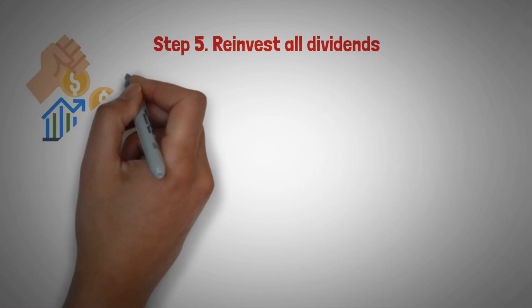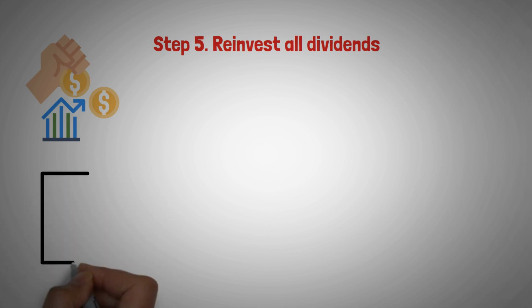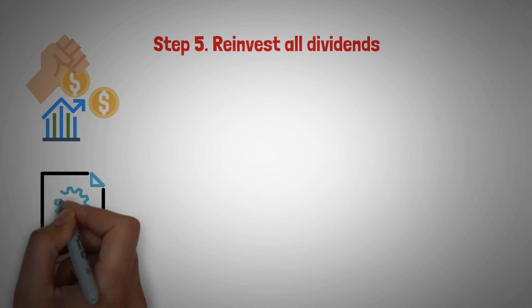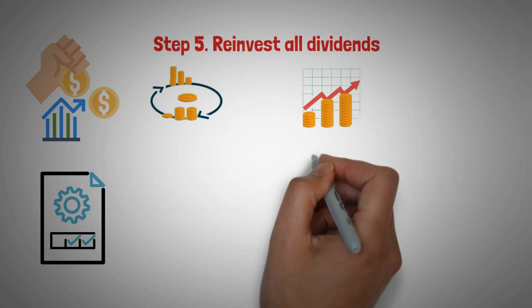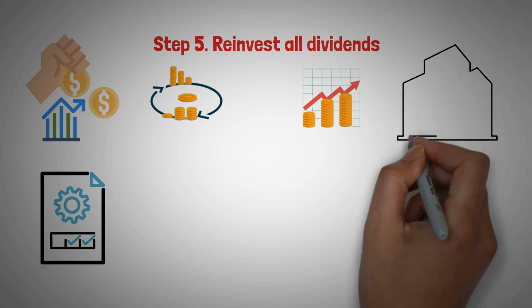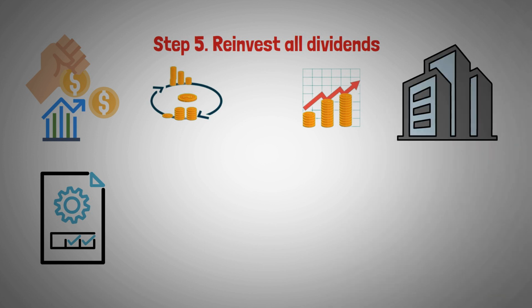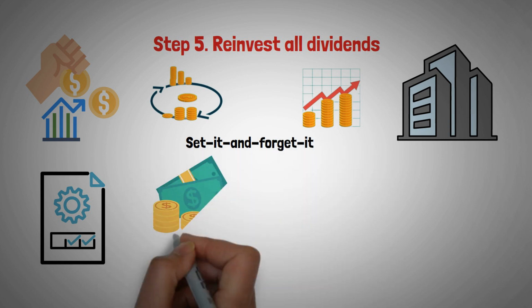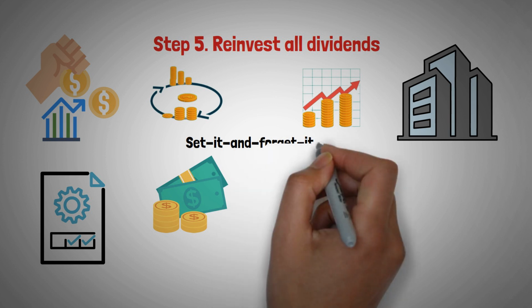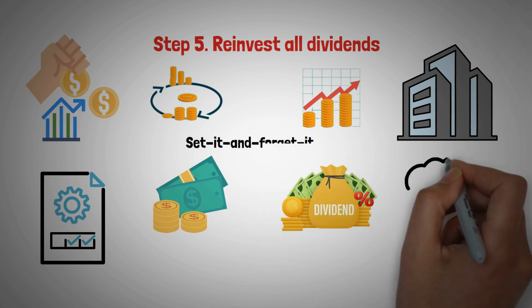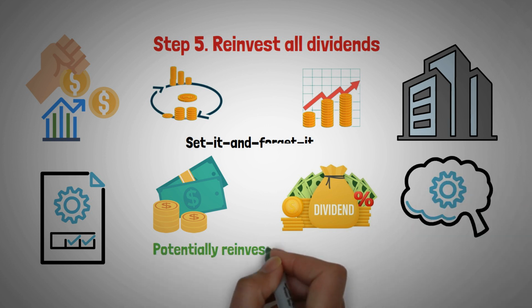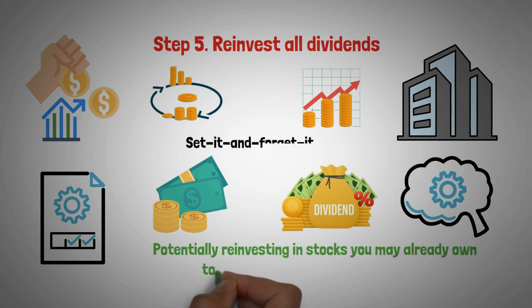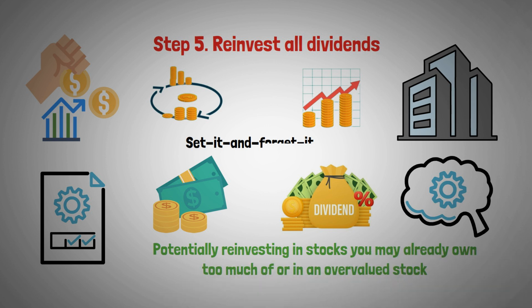Reinvesting your dividends is crucial for growing your income over time, and you've got a couple of options to consider. The first option is automated dividend reinvesting, where you instruct your brokerage firm to automatically reinvest the dividends back into the same company's shares. It's a set-it-and-forget-it approach, ensuring that your cash from dividends is immediately put back to work in your chosen dividend stocks. However, keep in mind that this method takes investment decisions out of your hands, potentially reinvesting in stocks you may already own too much of or in an overvalued stock.